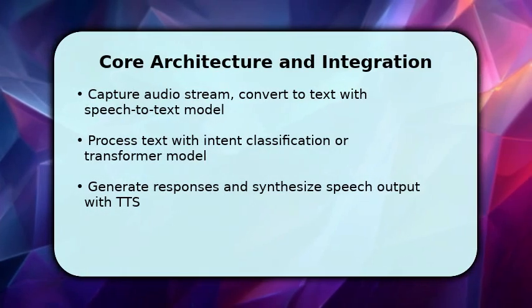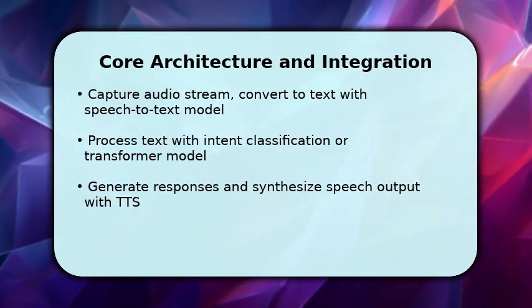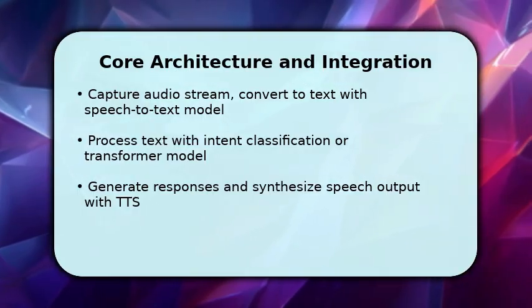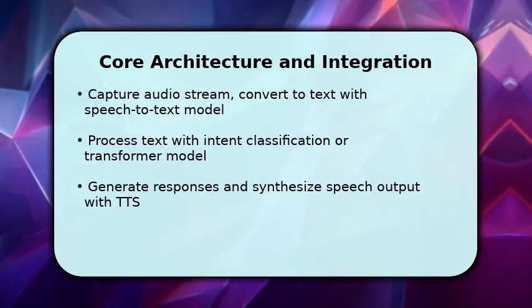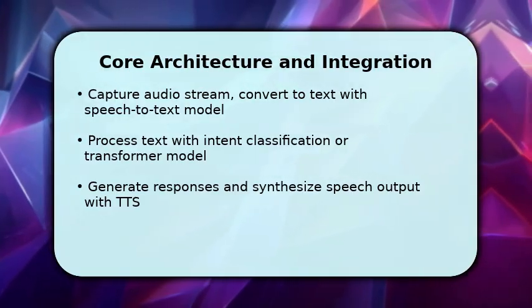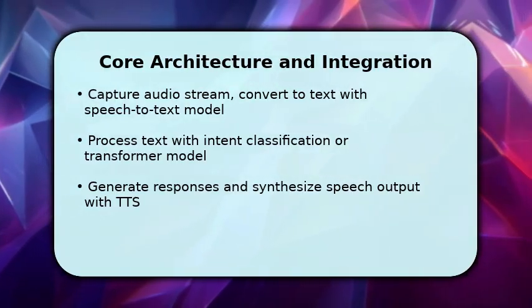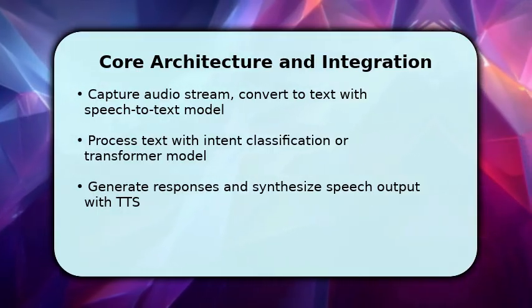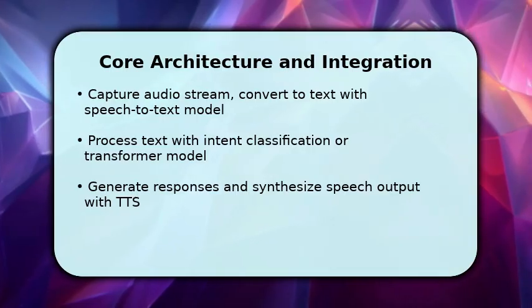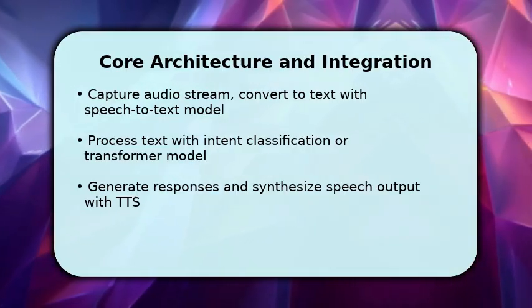Now you build the core loop that connects audio, language, and audio again. Capture the audio stream in short frames, send chunks to your speech-to-text module, and receive clean transcripts. Then route that text into an intent classifier or transformer model to decide action. For actionable tasks, call local functions or external APIs.